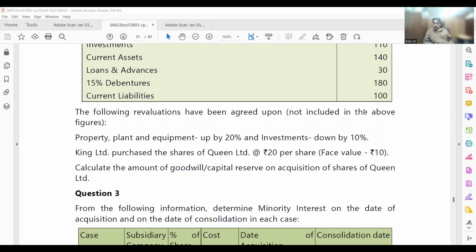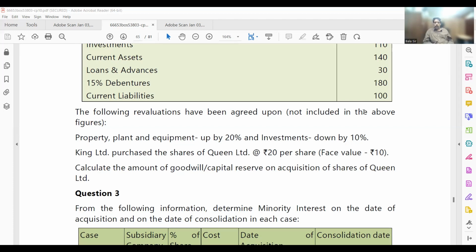Next. King Limited purchased the shares of Queen Limited at rupees 20 per share, face value rupees 10. So if you divide 140 lakh by rupees 20, you will get the number of shares bought, 7 lakh shares. Face value is rupees 10 each, but you bought 70% of the share capital of the subsidiary company at rupees 20 per share, right? That is the 140 lakh you paid. Next, calculate the amount of goodwill or capital reserve on acquisition of shares of Queen Limited.